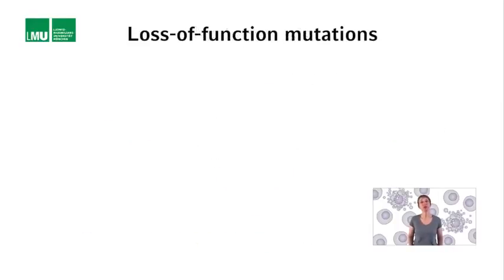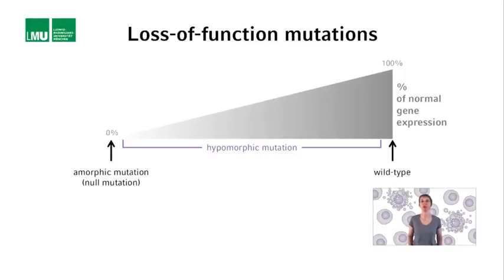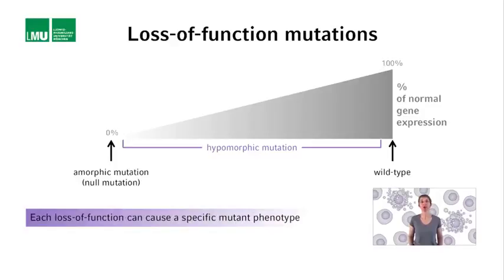The loss of function can range from a partial loss of function, also referred to as hypomorphic mutation, to the complete loss of function, also referred to as a null mutation or amorphic mutation. Such a loss of function, whether partial or complete, can then cause a specific mutant phenotype. The loss of function phenotype of a gene reveals the normal function of that particular gene. As you will see later, it is therefore something very important to determine if one wants to understand the normal function of a gene in vivo.